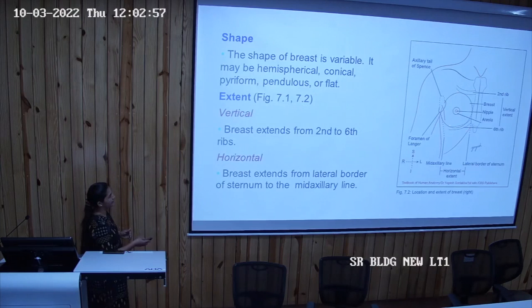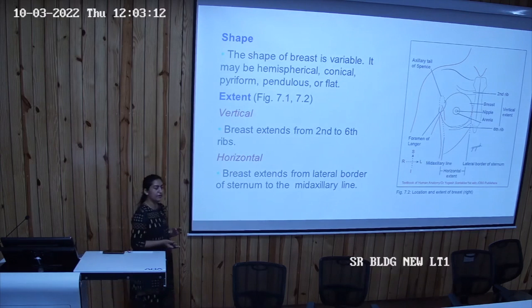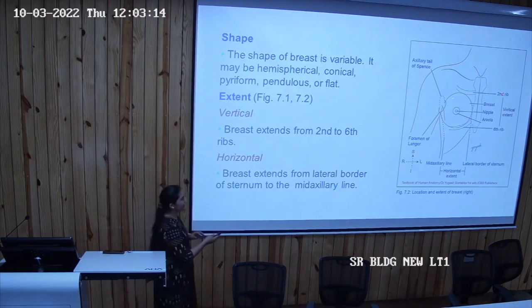This is the vertical extent. This will be the horizontal extent. If we talk about the vertical extent, it extends from the second to the sixth rib. We can tell you the vertical extent in relation to the ribs because it is lying in front of the rib cage. Vertical extent is from the second rib to the sixth rib, and this is the horizontal extent.